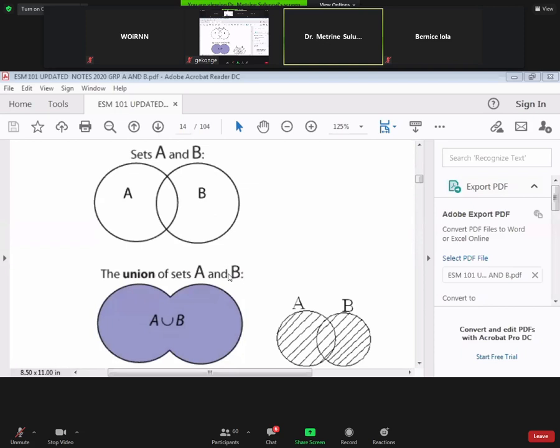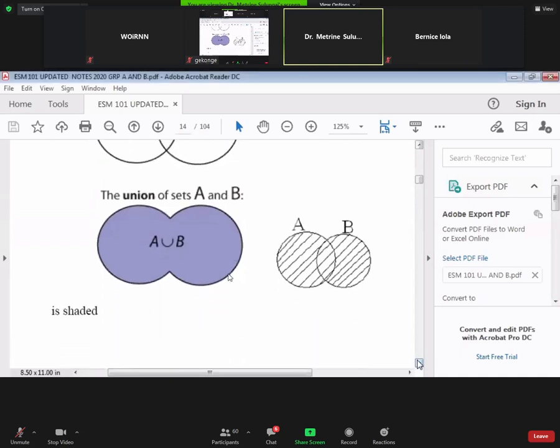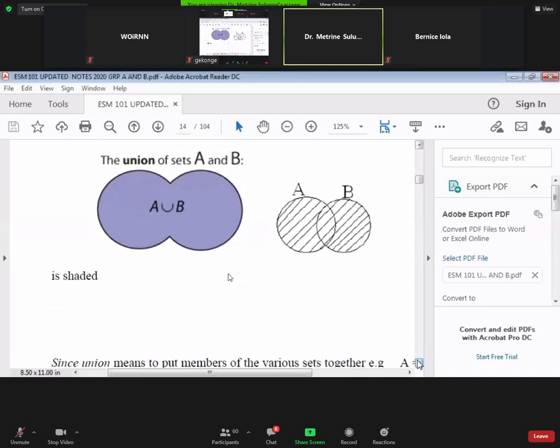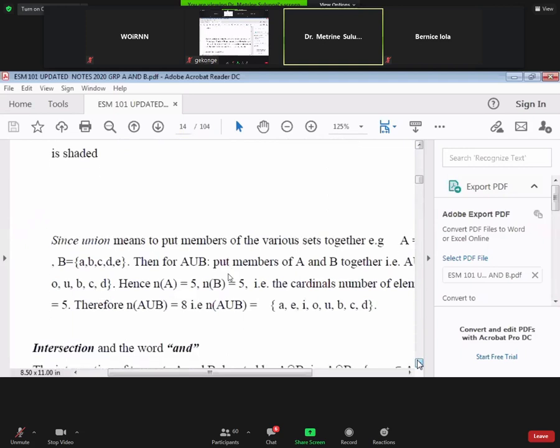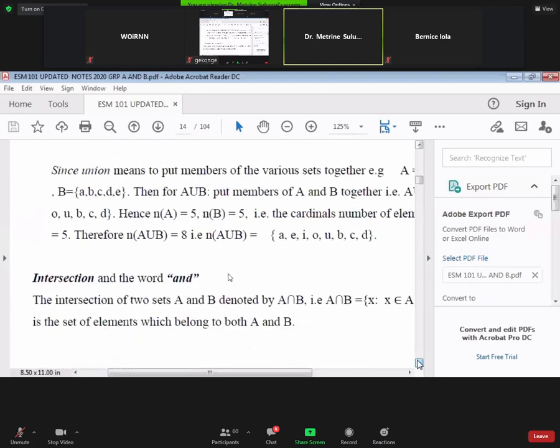I'm using the PDF file instead of PowerPoint because of the diagrams. Now I have switched, that's why I kept quiet for a while. So we proceed. That is the diagram for union. We shaded everything because it's all the elements in A and B put together. That one we had explained. Now we go to intersection.